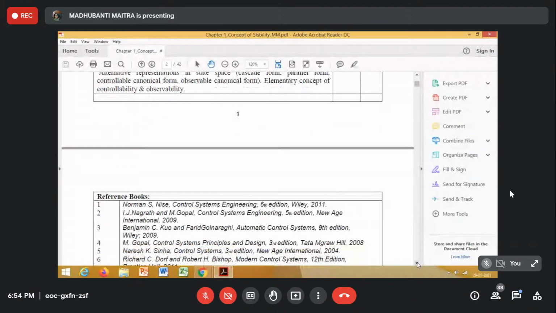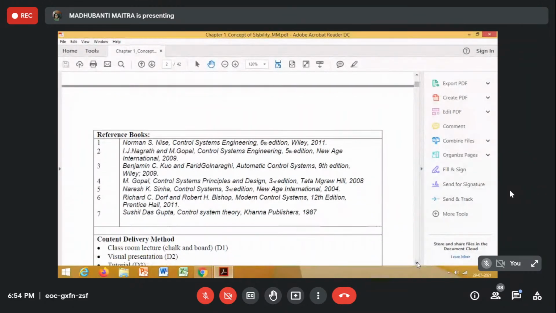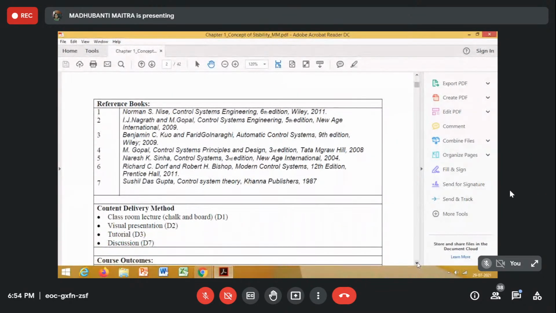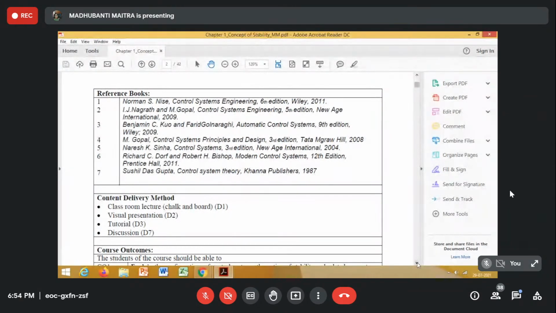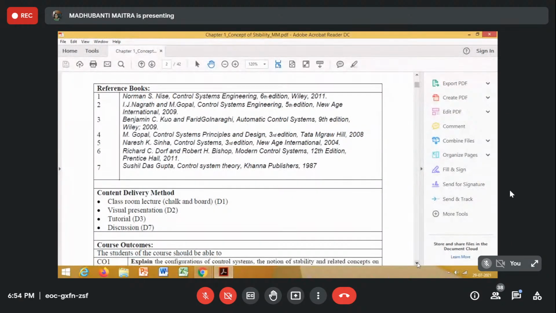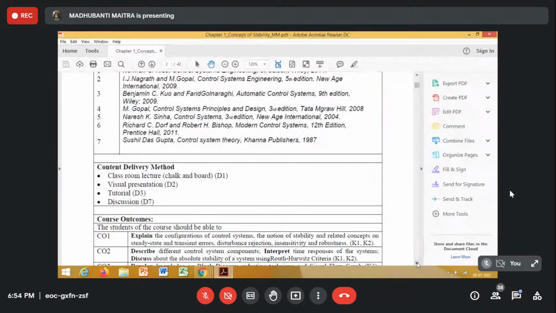These are the list of textbooks as well as reference books. Nagrath, Gopal, M. Gopal. There is a book by D. Roy Chaudhary that is also a very good one.